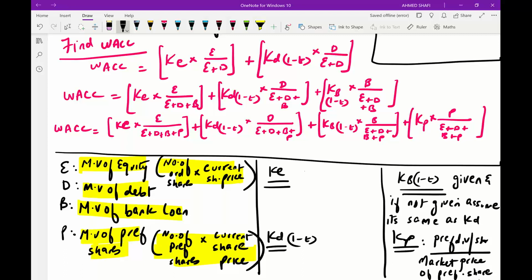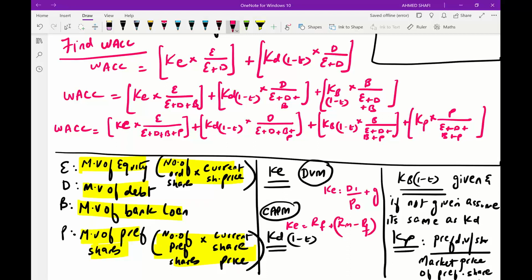For KE, two models are applied, either DVM, dividend valuation model, or CAPM, capital asset pricing model. If dividend valuation model is applied, KE is determined like this: D1 over P0 plus G. You might have witnessed these formulas in your studies. And if CAPM is applied, KE is RF plus RM minus RF beta equity. Okay, I will write the abbreviations shortly on the next screen. So for KE, if it's a dividend valuation model question, you will know it in the question, then D1 over P0 plus G. And if it's a capital asset pricing model, it's RF plus RM minus RF beta equity. Okay.